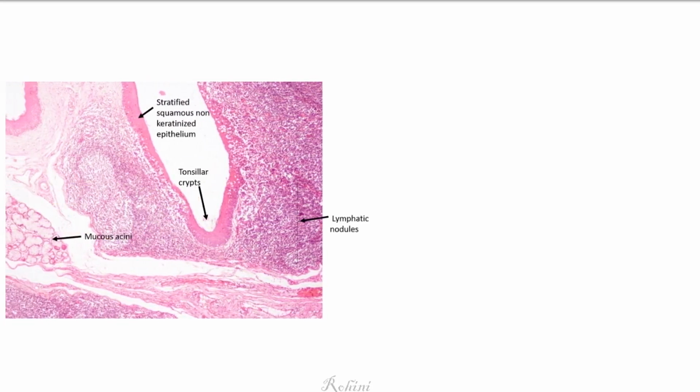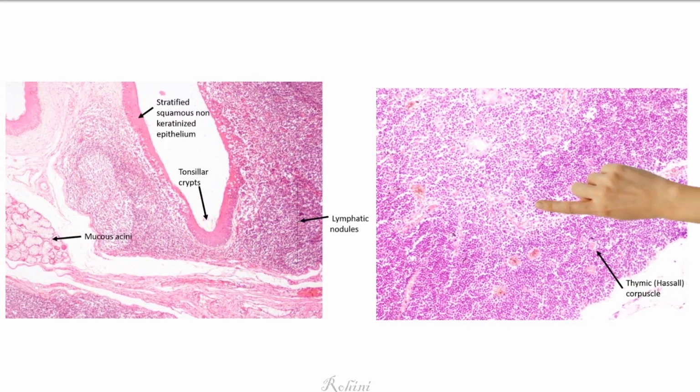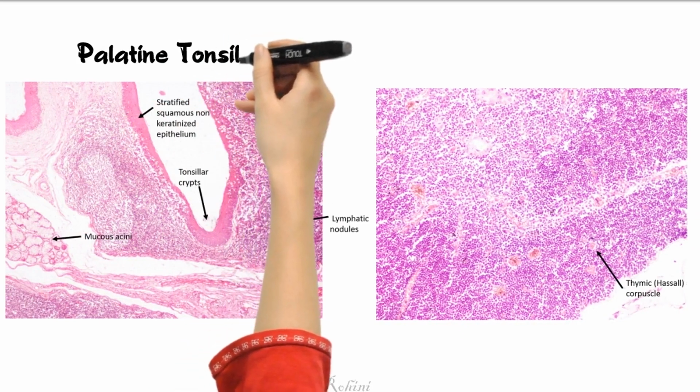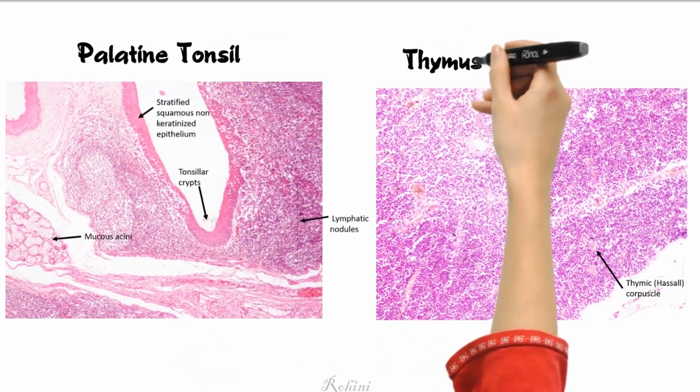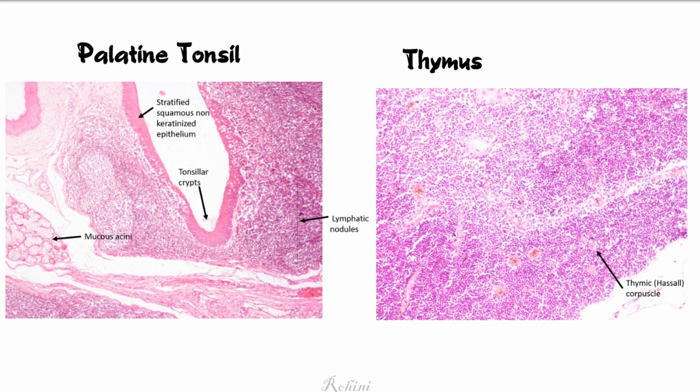Palatine tonsil is identified by the presence of tonsillar crypts, and stratified squamous non-keratinized epithelium beneath which lie the lymphatic nodules. Thymus is identified by the presence of Hassall's corpuscles.